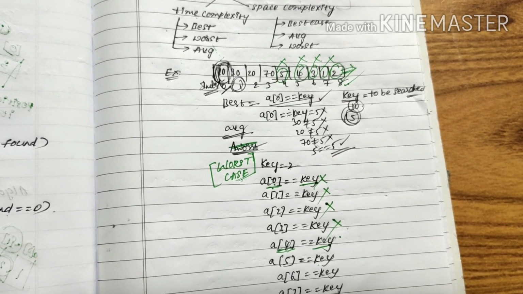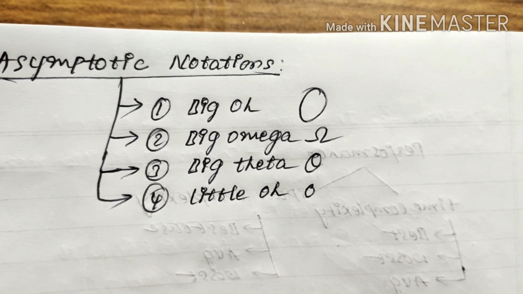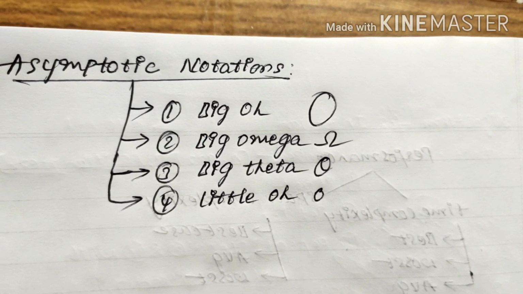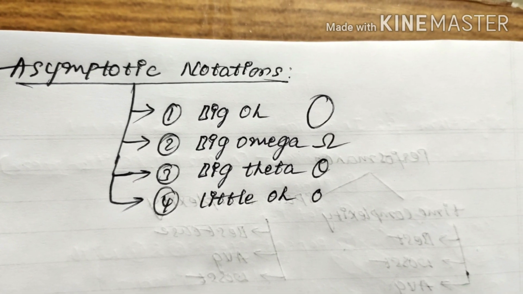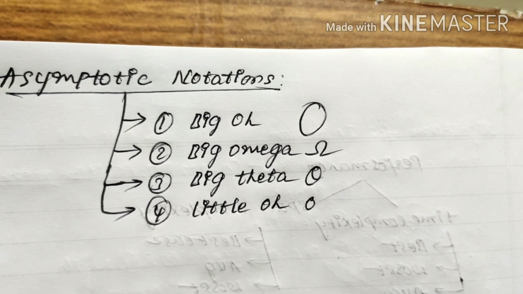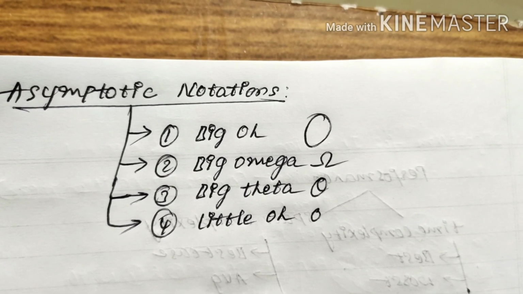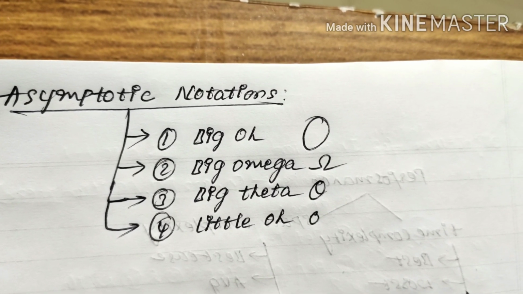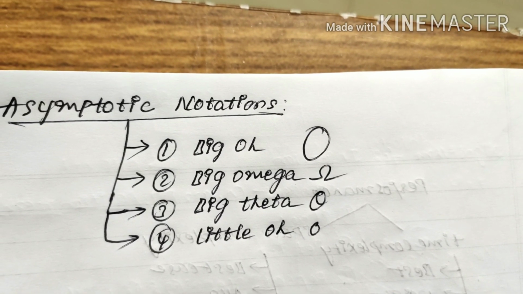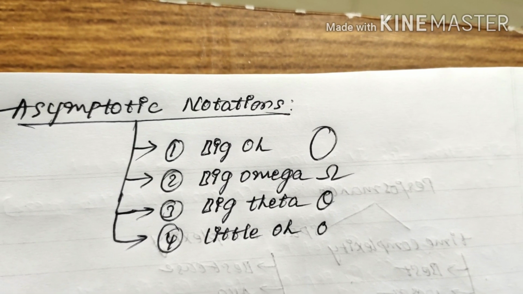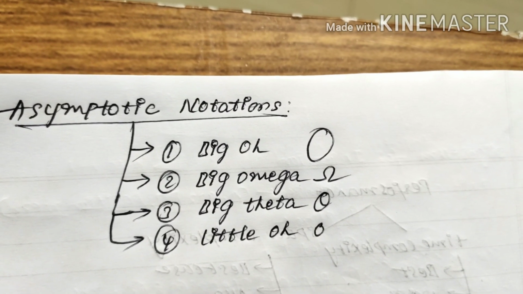Now we are going to the next concept, asymptotic notations. So what is asymptotic notation? Asymptotic notations are mathematical formulas used to judge the time complexity and also the space complexity of a program. Asymptotic notations are mathematical definitions which are used to judge space and time complexities of a program.